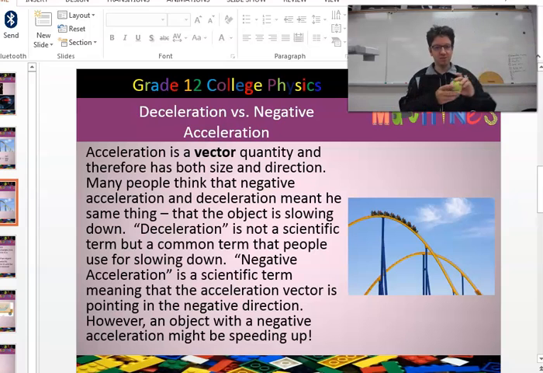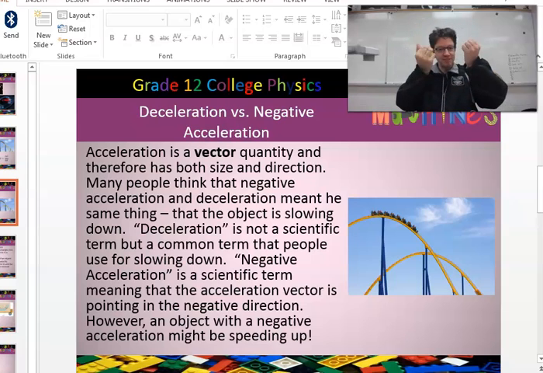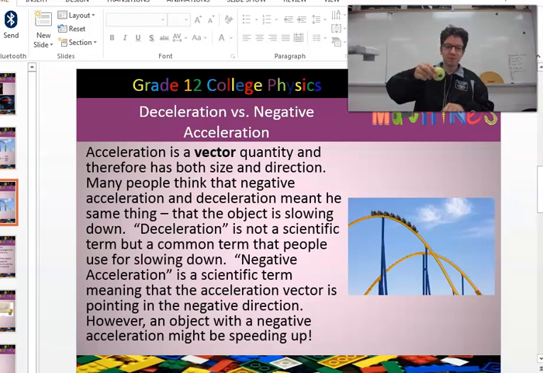So let's use this as an example. I have a ball and I throw it up, and it comes back down. As it goes up, it's slowing down because gravity is accelerating it downwards. Everywhere on the earth, gravity accelerates stuff down. So as it goes up, it's slowing down. Then it reaches its peak, and then it starts coming down, and as it's coming down, it's speeding up.